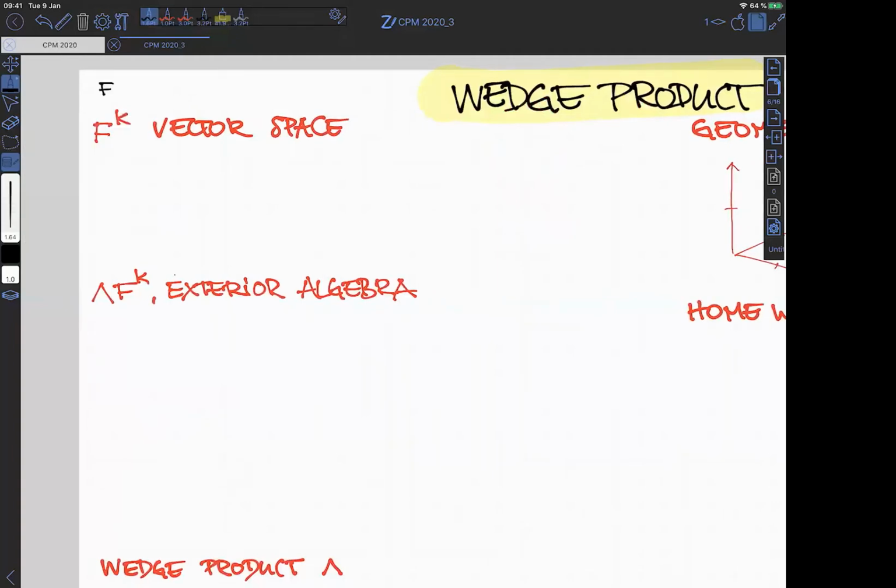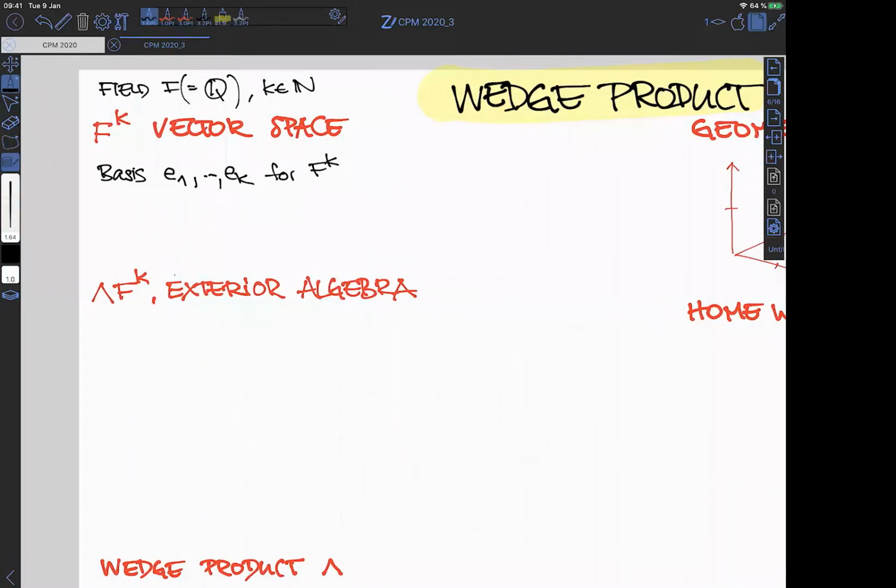So F will be some field, and you will lose nothing by just assuming that the field is the rationals, and K, as before, will be some integer. Now, we all know what a vector space is, but let me remind you anyway, just to set up notation. So there will be a basis of basis vectors, k of them.